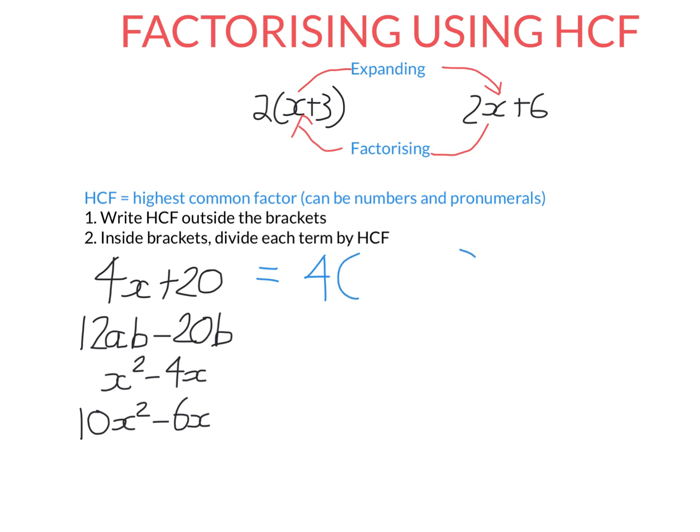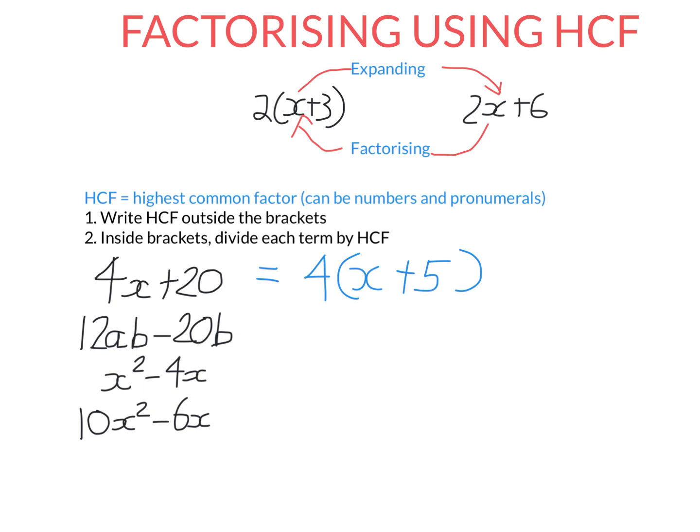What we do now, inside the brackets, we divide each of the terms by 4. So 4x divided by 4. In other words, I'm saying, what do I times by 4 to get 4x? Well, you just times 4 by x to get 4x. What do you times by 4 to get positive 20? Well, you just times positive 5. So we're done. This is our answer.